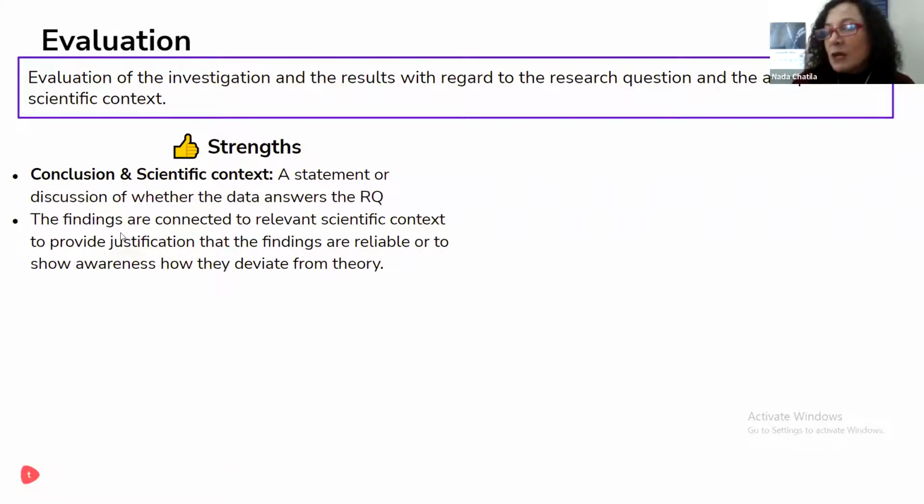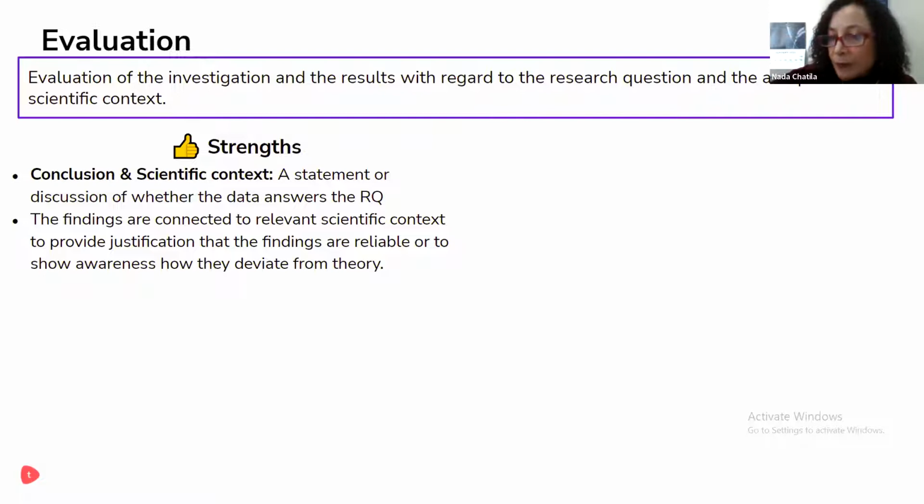And also, I would like to mention that if the student had made a hypothesis in the theoretical background, they need to go back to their hypothesis again in the conclusion. The findings need to be connected to relevant scientific context to provide justifications that these findings are reliable, or to show awareness how they deviate from theory. So it's not enough just to defend your conclusion based on your data. You need to compare it to the theory.